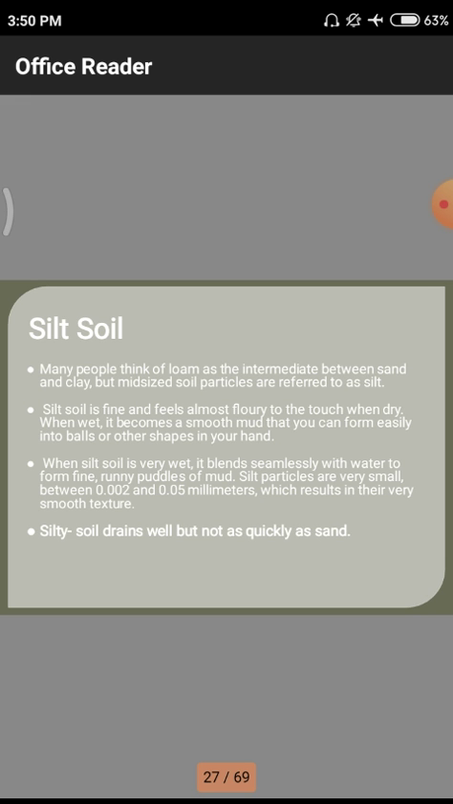Next, silt properties. Majorly, the soil drains well but not as quickly as sand.